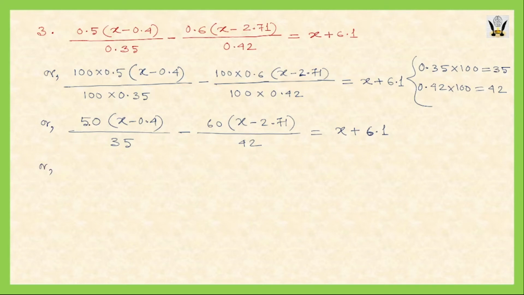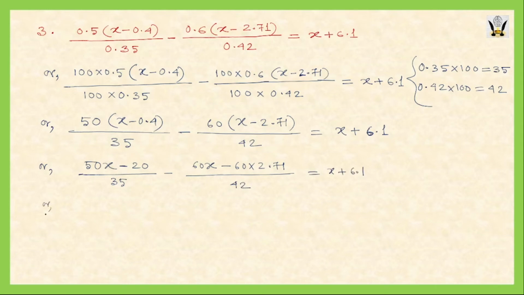So 50 and x, when they will be multiplied it will become 50x, and 50 and 0.4 when they will be multiplied it will become 20, and here we have minus, so it will be 50x minus 20 divided by 35, and then minus, here it will be 60x, and then we will multiply 60 by 2.71. We can keep this way or we can simplify here itself, and then here we will have 42, and on the other side x plus 6.1.